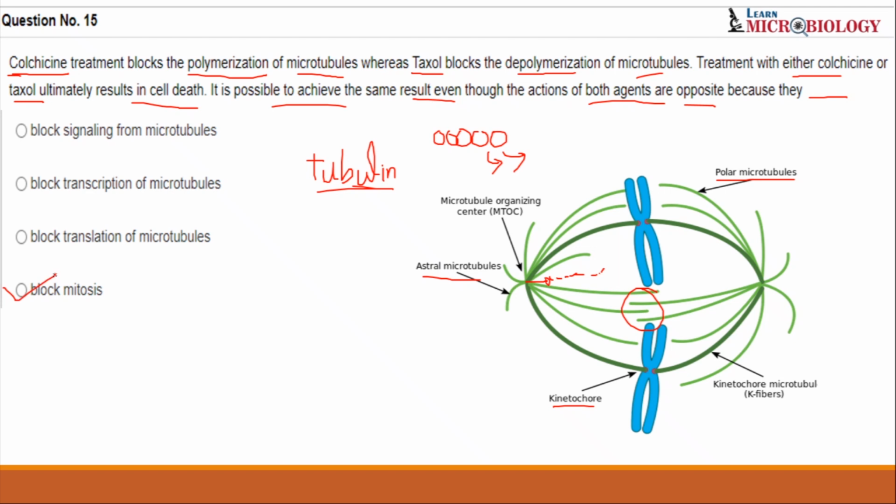See, the question was so big. I know we never even go ahead to read the question. But the answer is so simple. We just have to know only one concept, that microtubule polymerization and depolymerization are involved in mitosis. And if polymerization or depolymerization is blocked, the cell will die. Why? Because mitosis is blocked. Simple enough. Let's move to the next question.